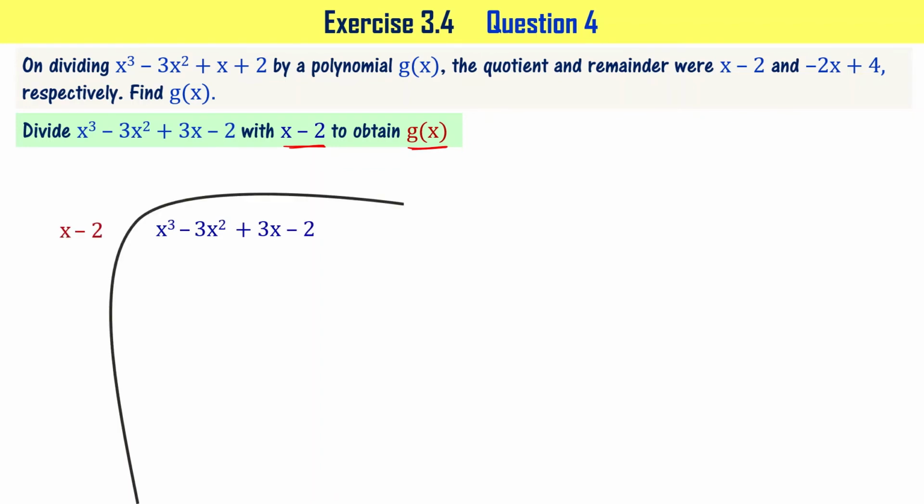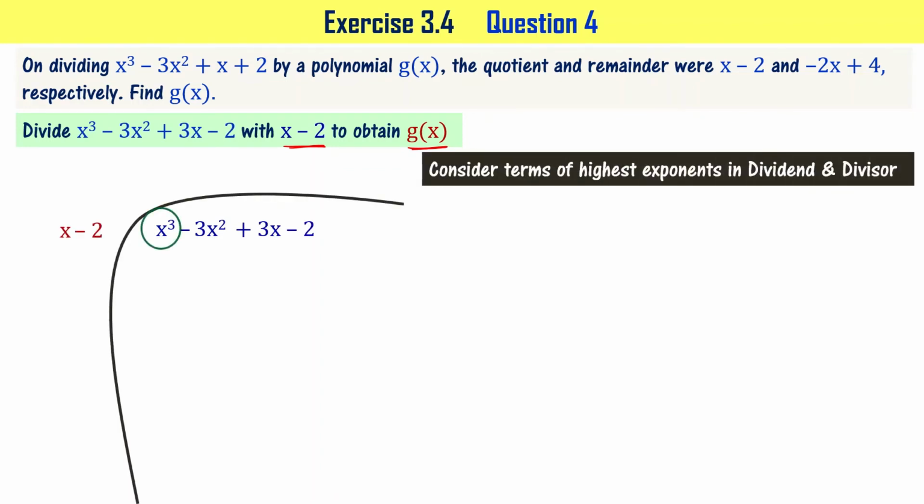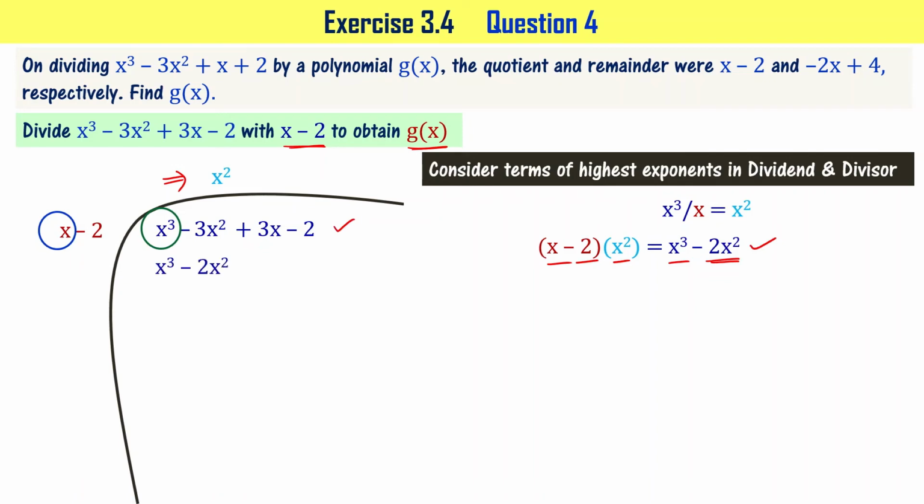The terms containing highest exponents here are x cube and x. Let's divide x cube with x so that you get x square as the answer. Let me write that x square as part of the quotient. And then multiply x minus 2 with x square such that you get x times x square equal to x cube and minus 2 times x square equal to minus 2x square. Let's subtract this from this particular expression.